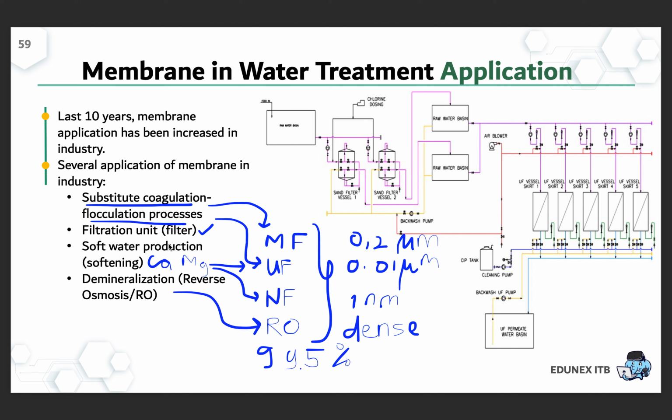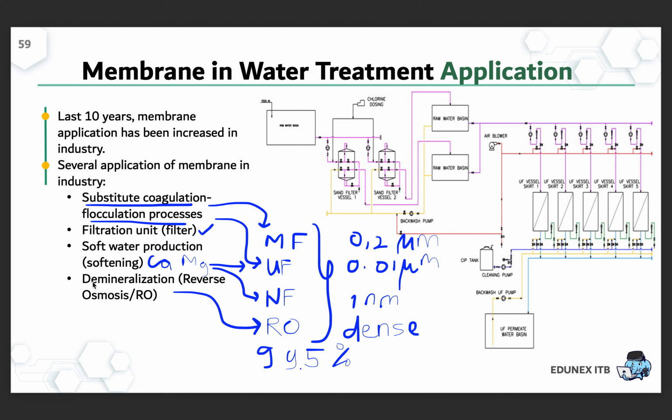Water softening is usually when we want to remove calcium or magnesium. We can do that by using ion exchange, but also we can do that by using membrane. Usually we can use a nanofiltration membrane. Nanofiltration membrane has quite good rejection of calcium and magnesium because it has a pore size of 1 nanometer. So basically it can reject around 70 to 90% of calcium and magnesium in water.